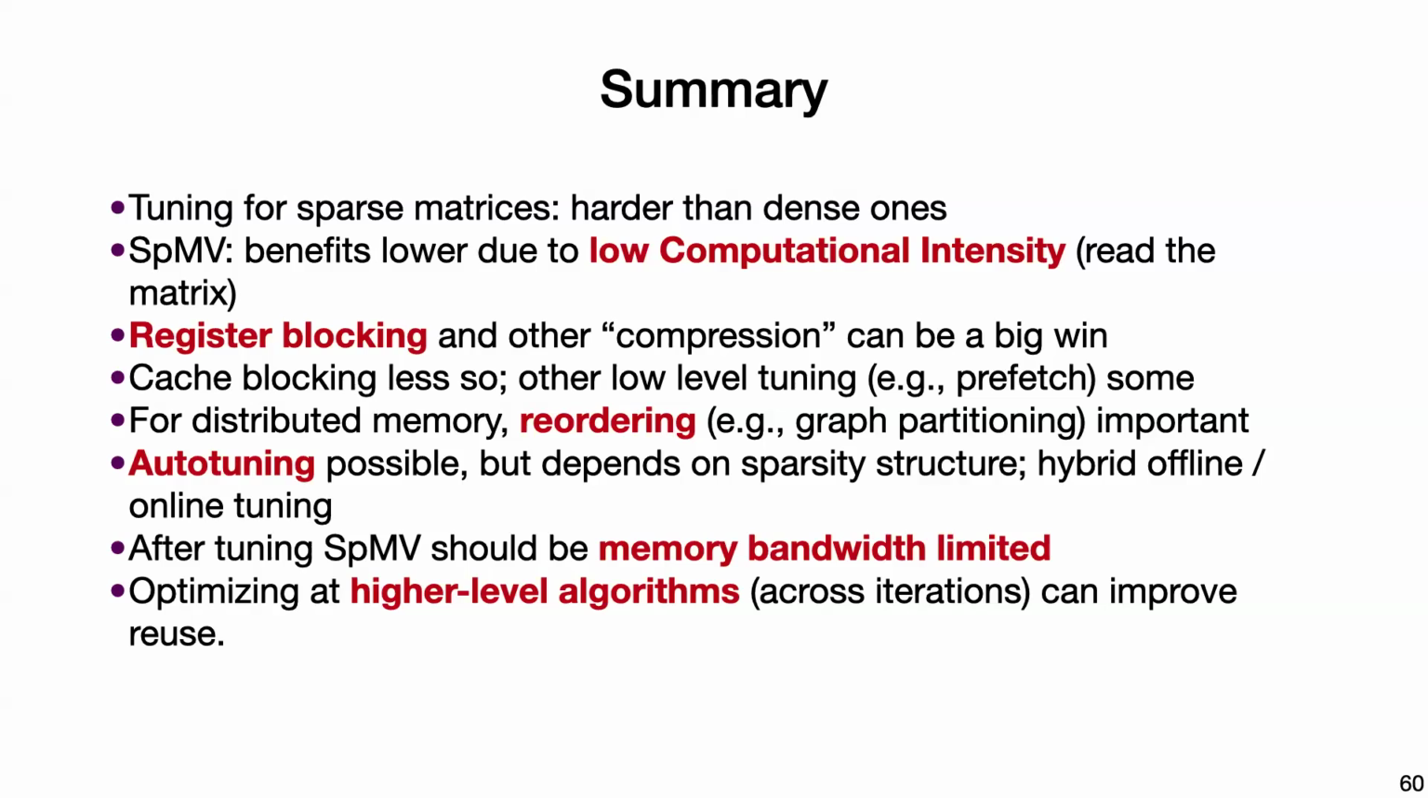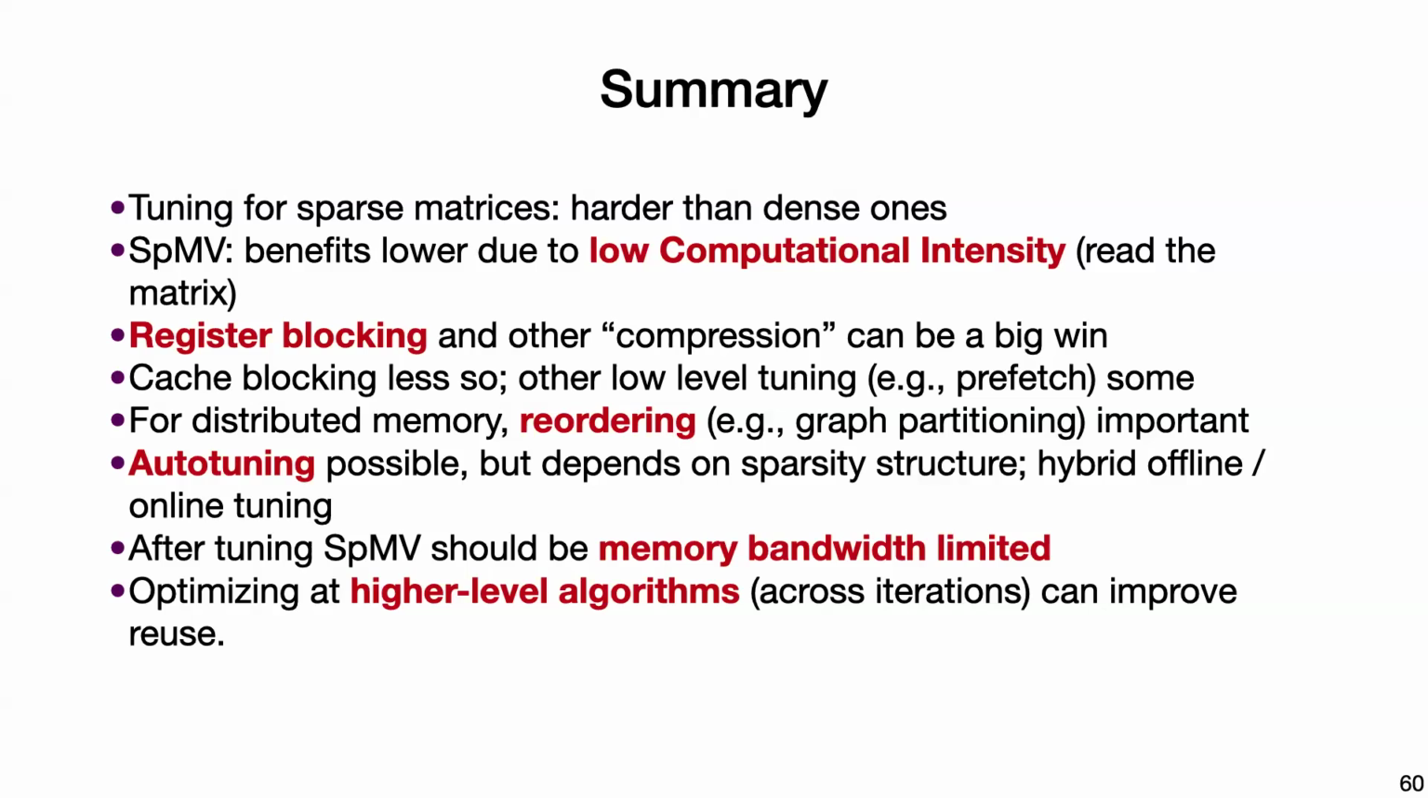And for distributed memory and also for shared memory, reordering can help, because you try to order things along the main diagonal. Auto-tuning is possible. It depends on the sparsity structure. Like if the non-zeros are very uniformly spread out, it's unlikely that blocking will help. And ideally, after tuning, this thing will still be memory bandwidth limited, but it should be bandwidth limited rather than latency limited.